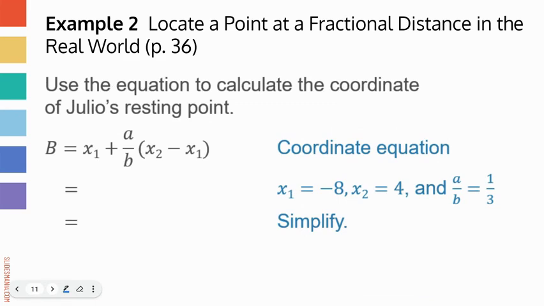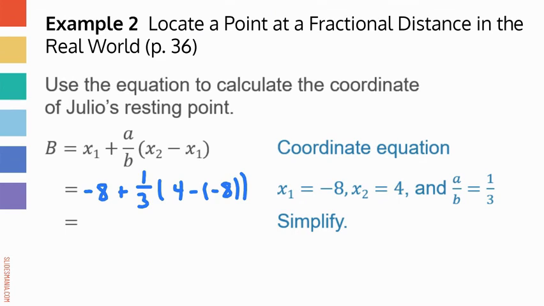Okay, so we are going to substitute what we know into our equation. In place of x1, we have -8 plus a over b, which is 1/3 because he wants to stop 1/3 of the way, times the quantity x2, which is 4, minus x1, which is -8. And then we just do the math.